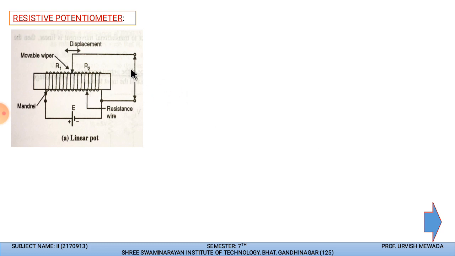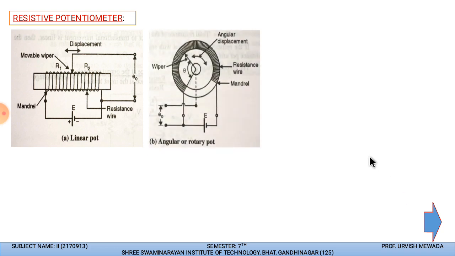So the output voltage of this linear potentiometer will change, so we can measure this displacement in terms of, say, electrical output. Now this is the linear motion, and this is the angular or rotary motion. If we connect our movable object over here, means the end of the movable object is here.